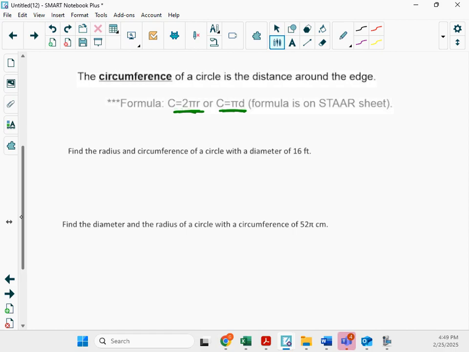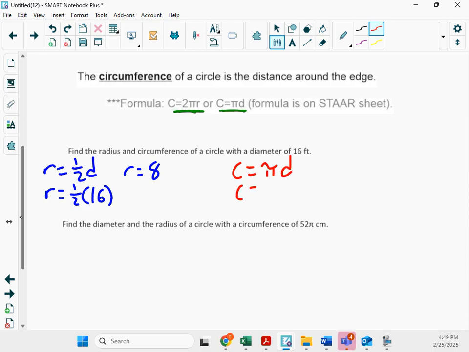So find the radius and circumference of a circle with the diameter of 16 feet. Well, we know the radius is half the diameter, so the radius is half of 16, so the radius is going to be 8. And we know that the circumference is pi times diameter, so the circumference is going to be 16 pi. And we are going to leave our answer in terms of pi.